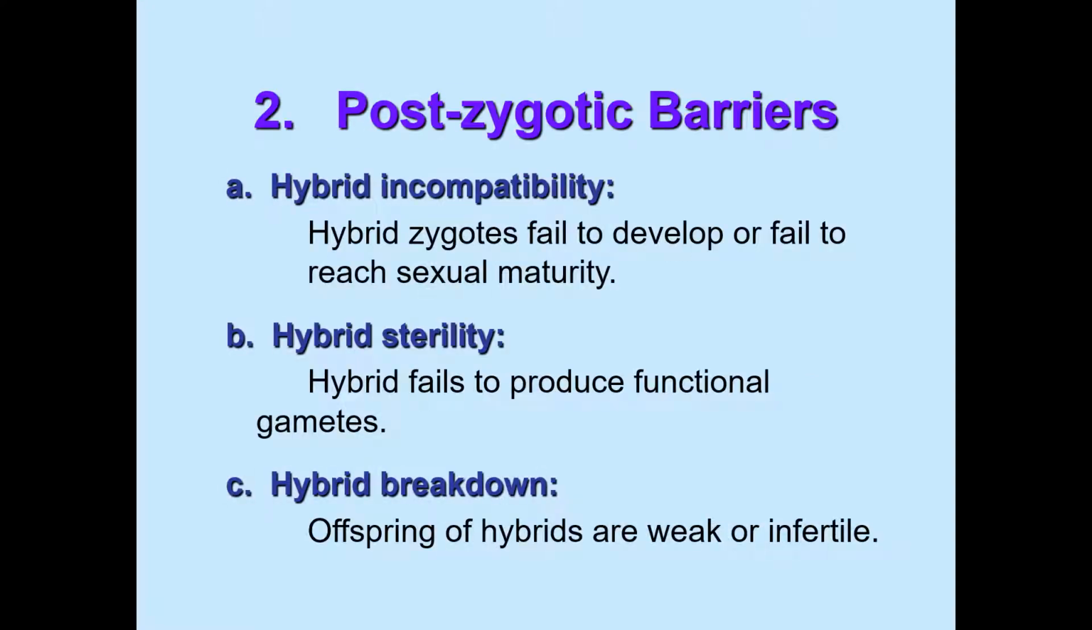Now, you can also have hybrid incompatibility for postzygotic barriers. You can have zygotes that fail to develop or fail to reach sexual maturity, and you can also have sterility. You can have a hybrid that doesn't make functional gametes, or you can also have hybrids that are weak or infertile.